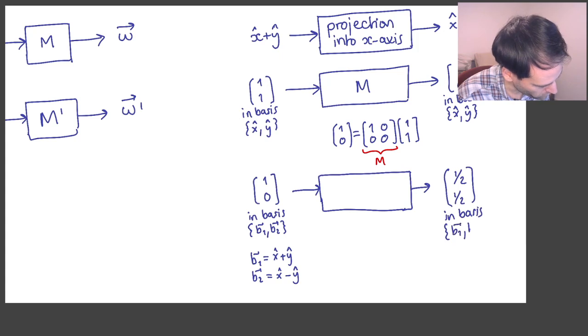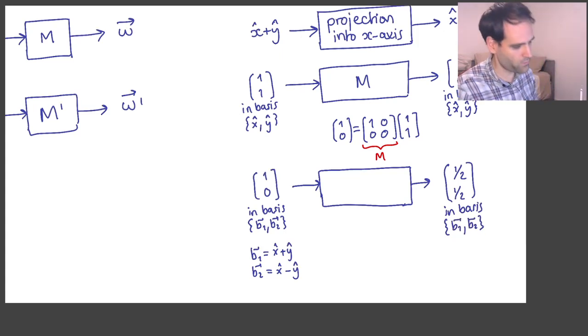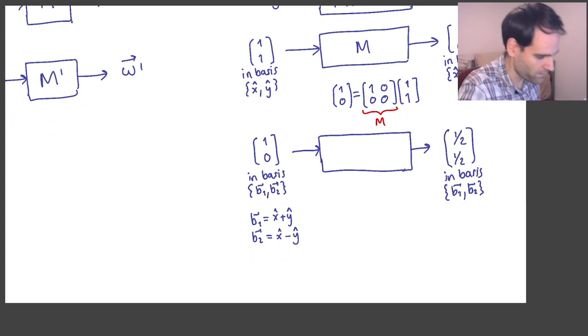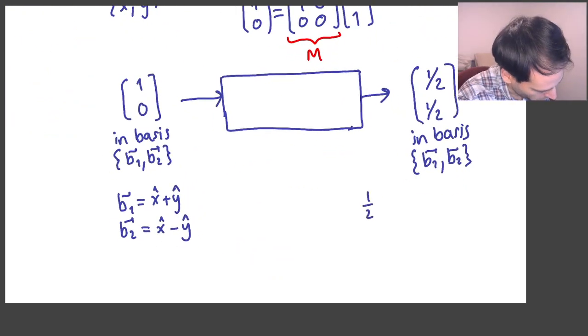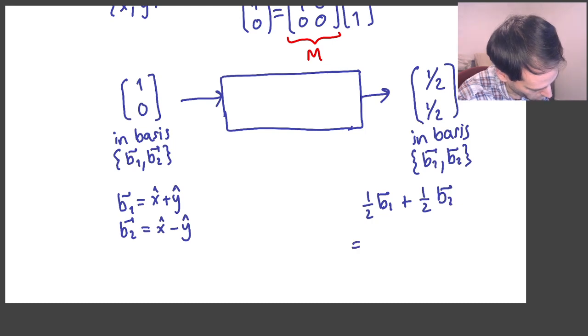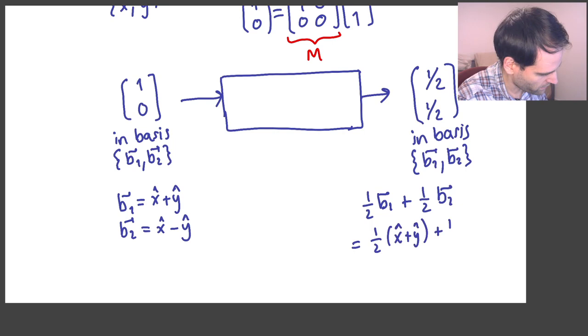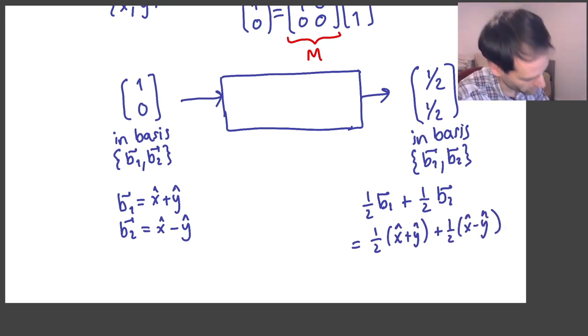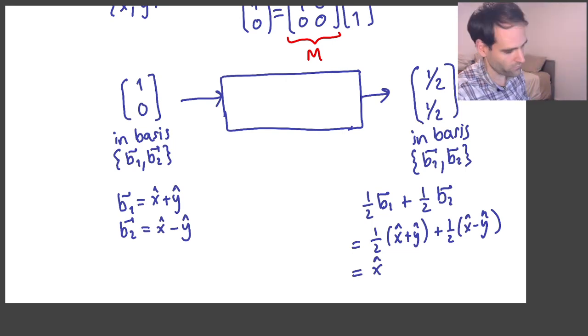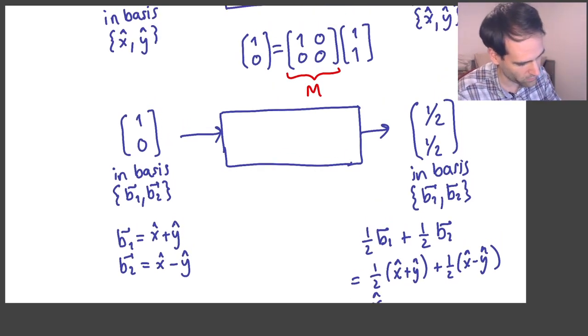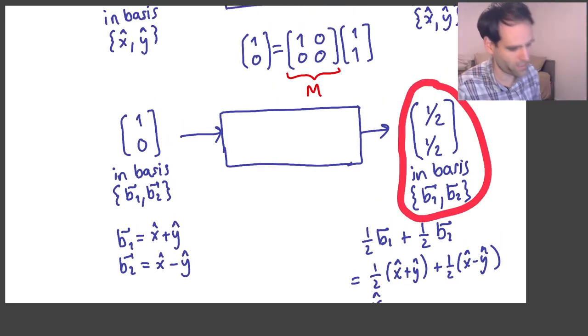b1 and b2. If you want to check that this is true, go ahead, but basically 1/2 b1 plus 1/2 b2 is equal to 1/2 (x hat plus y hat) plus 1/2 (x hat minus y hat), and if you do this operation, this is simply equal to x hat. Okay, so indeed the vector output is 1/2, 1/2 in this new basis.